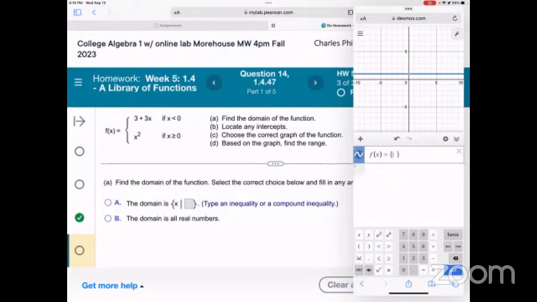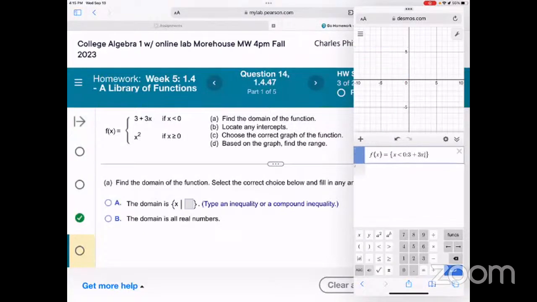Condition, we got x is strictly less than 0, colon, 3 plus 3x, comma. It's looking good. And then x is greater than or equal to 0, colon, x squared, right? That's my first time doing this here. That looks pretty good.